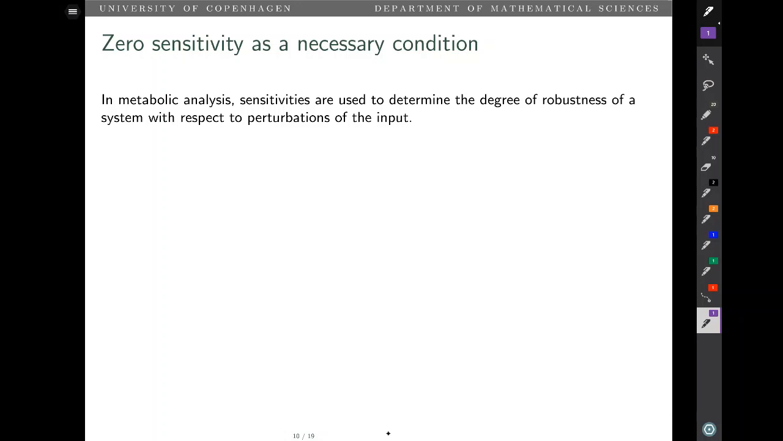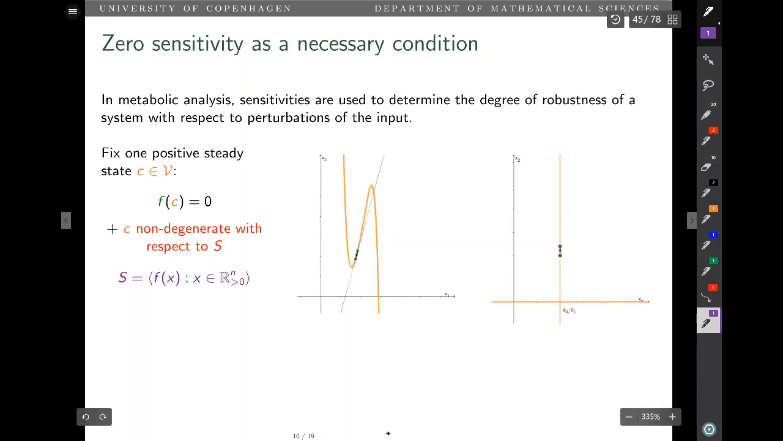And now let me turn to the local notion of robustness. So this is used in metabolic analysis to determine the degree of robustness. And what I'm doing here is I look at one positive steady state, which now needs to be non-degenerate and also non-degenerate with respect to the stoichiometric class. I will say now what it means a little bit.